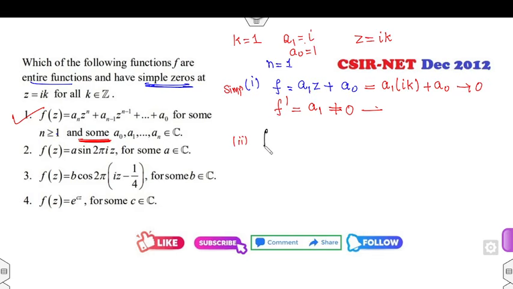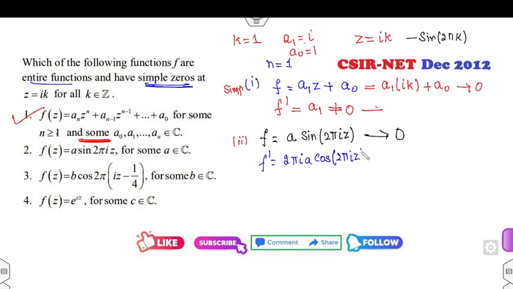f is my a sine 2 pi iota z. When z is equal to iota k, it is my sine of minus 2 pi k. Sine 2 pi k will be 0. We will find the derivative. It's 2 pi iota a cos 2 pi iota z. Cos 2 pi k will not go to 0. Yes, again it is my simple pole. Simple means order 1.